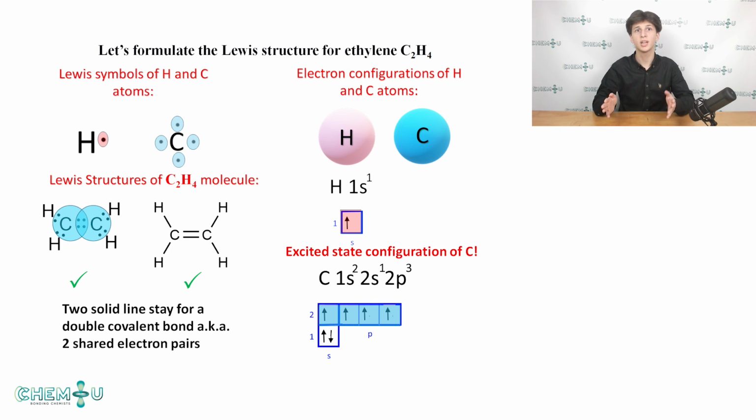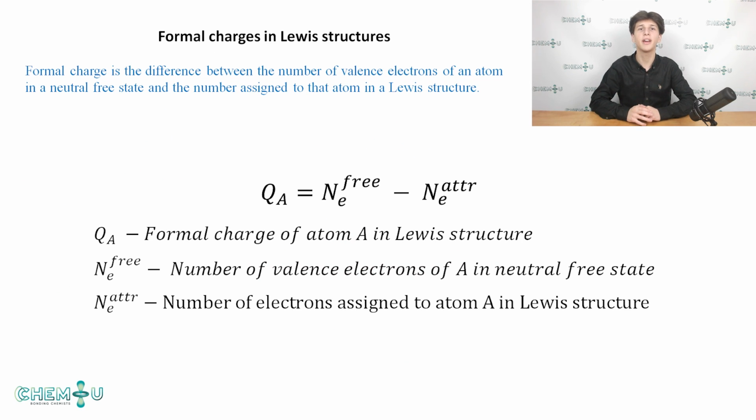If it's not obvious, pause the video and take your time. At the beginning I have also mentioned that the formal charges shouldn't be taken into account. But what is the formal charge? Actually, it's very simple. The formal charge is the difference between the number of valence electrons of an atom in a neutral free state and the number assigned to that atom in a Lewis structure.